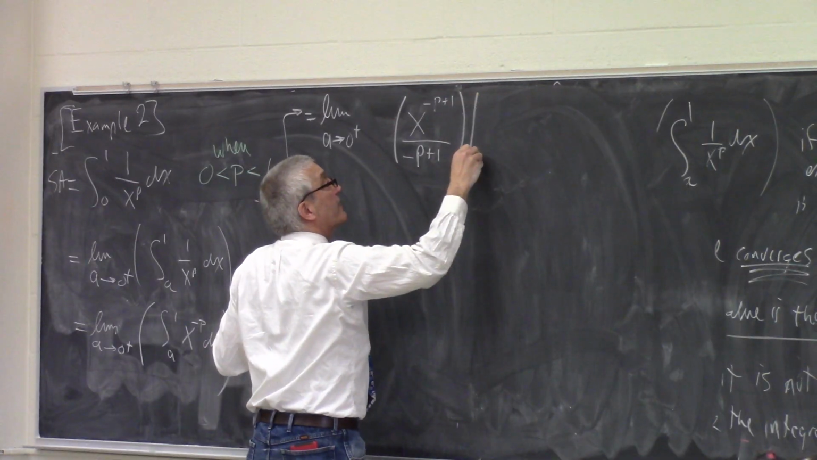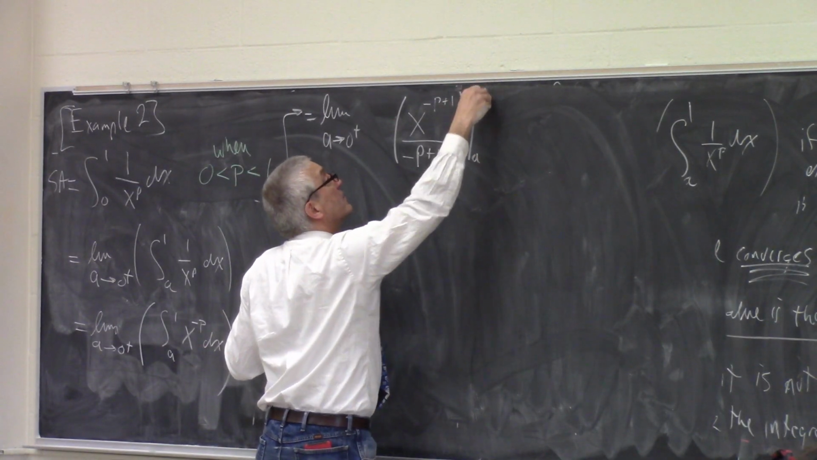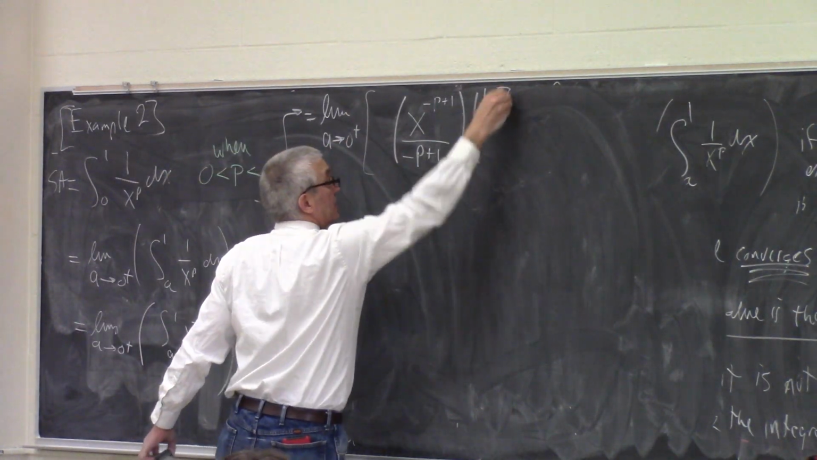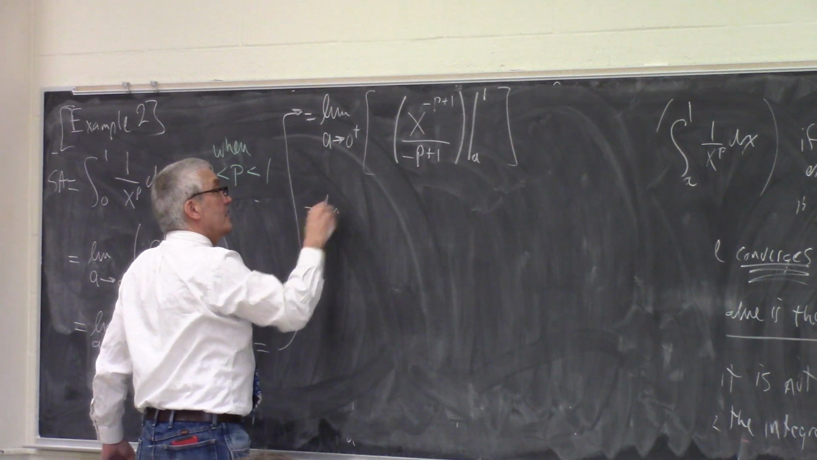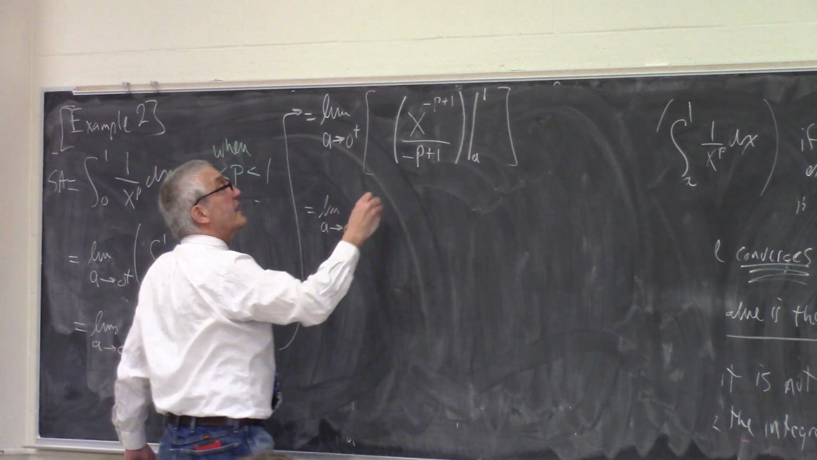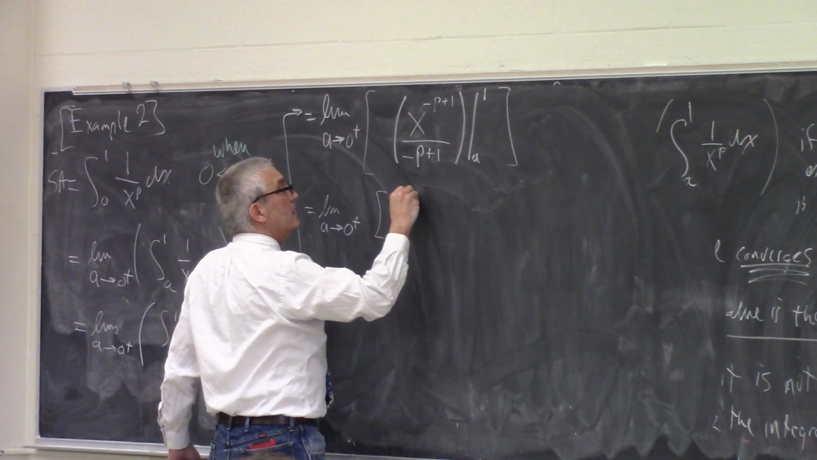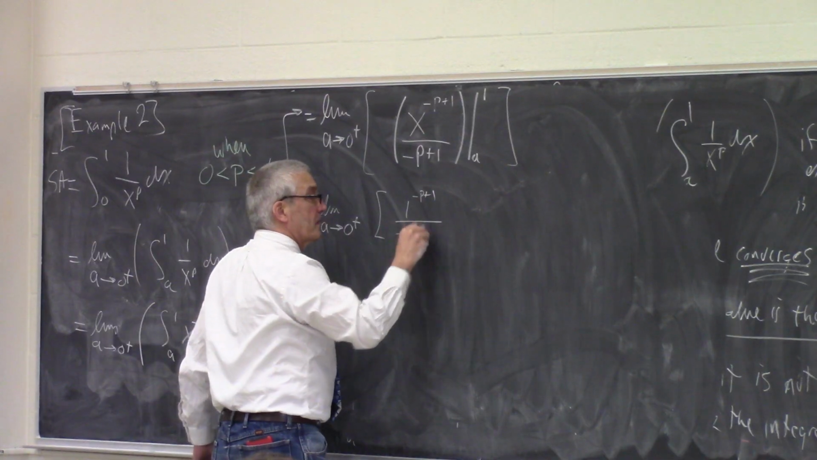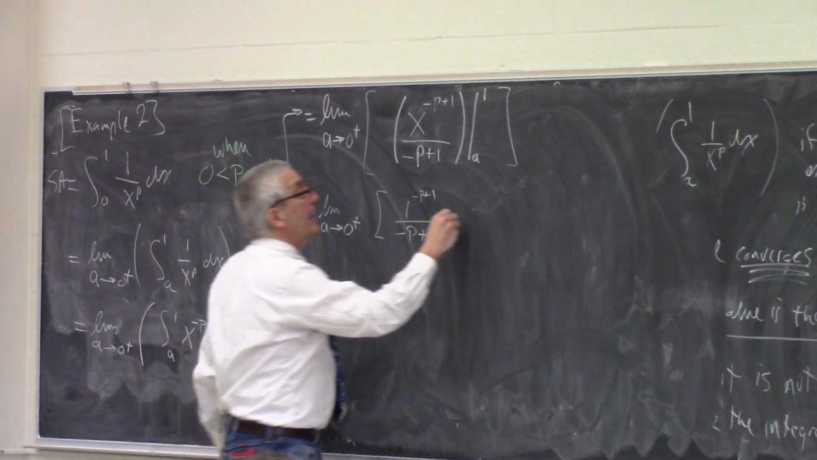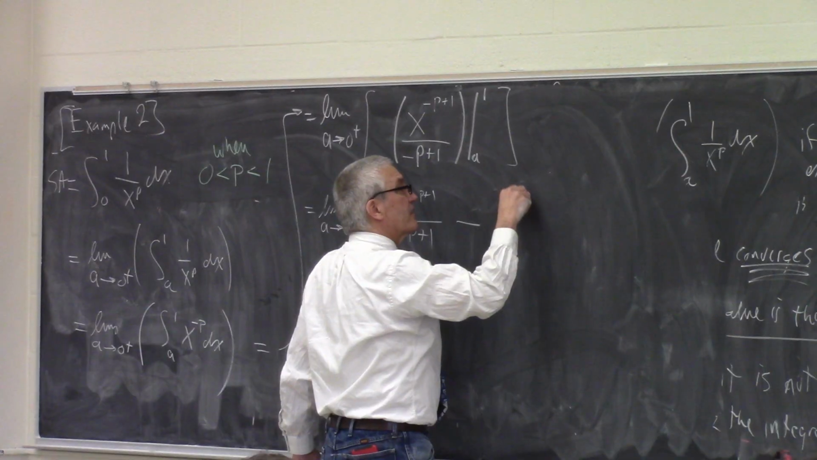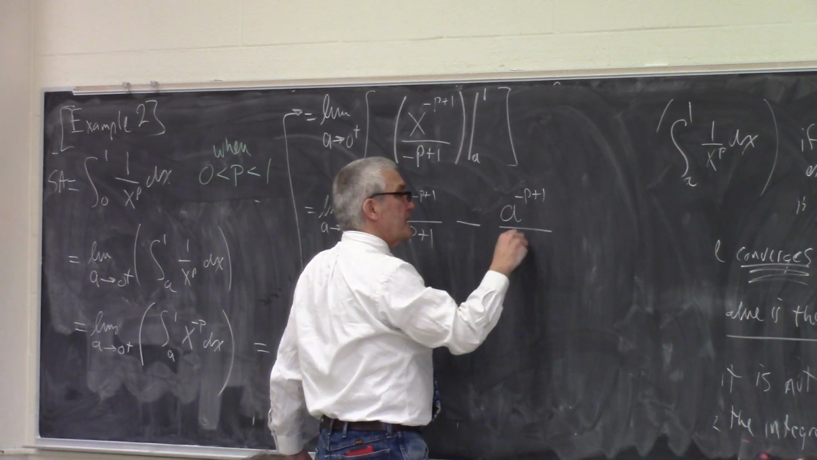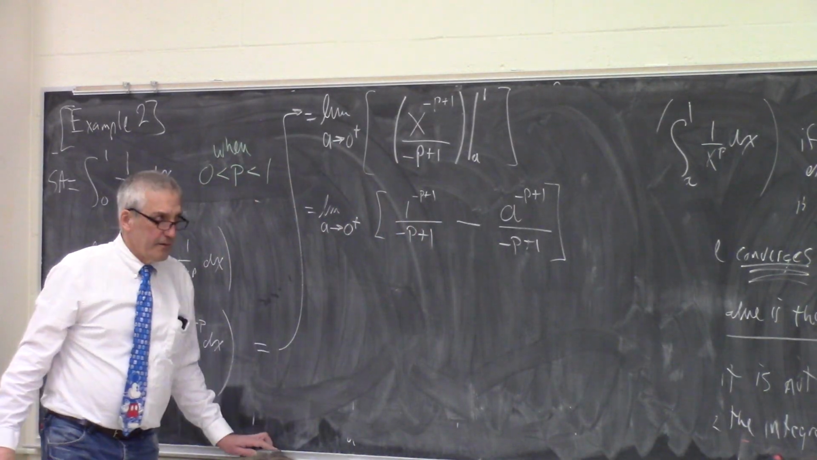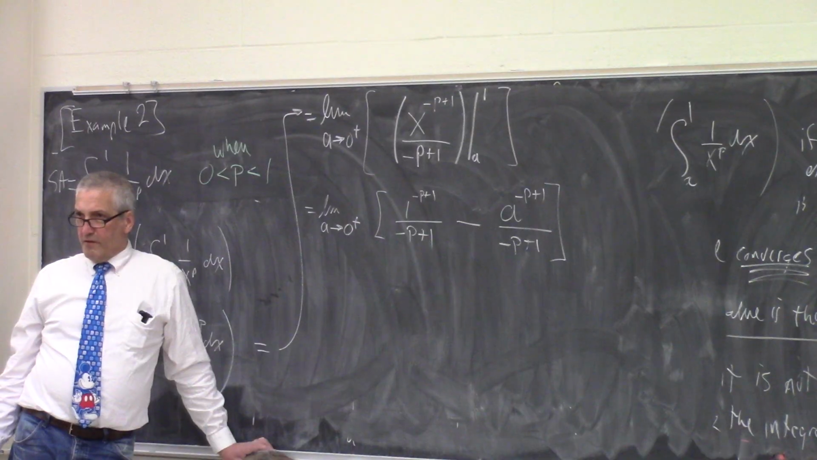And I have to evaluate that from a to 1. And I have a limit in front of this whole thing. So the limit as a goes to 0 from the right of, well, let's see, I'm going to have 1 to the minus p plus 1 divided by minus p plus 1. And then I'm going to have minus a to the minus p plus 1 over minus p plus 1. All right, so p is a number between 0 and 1.